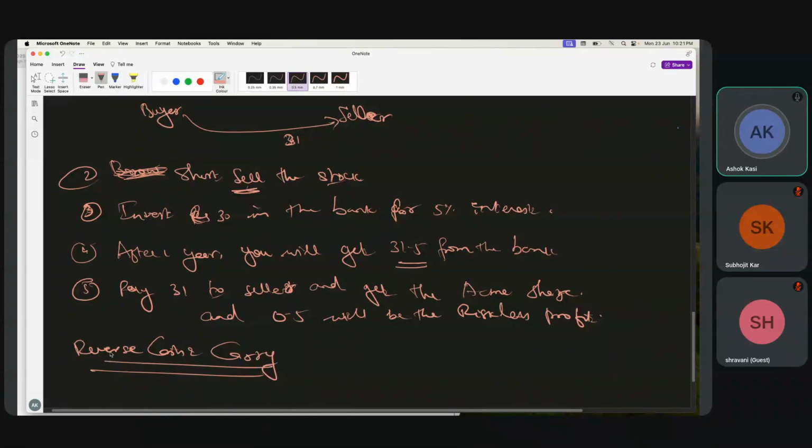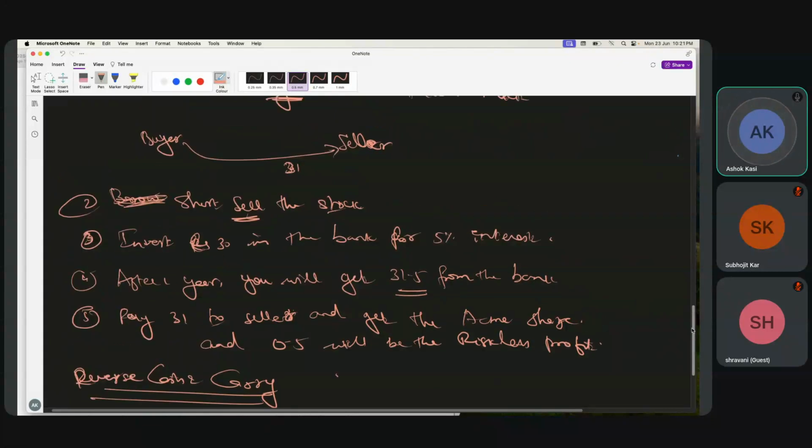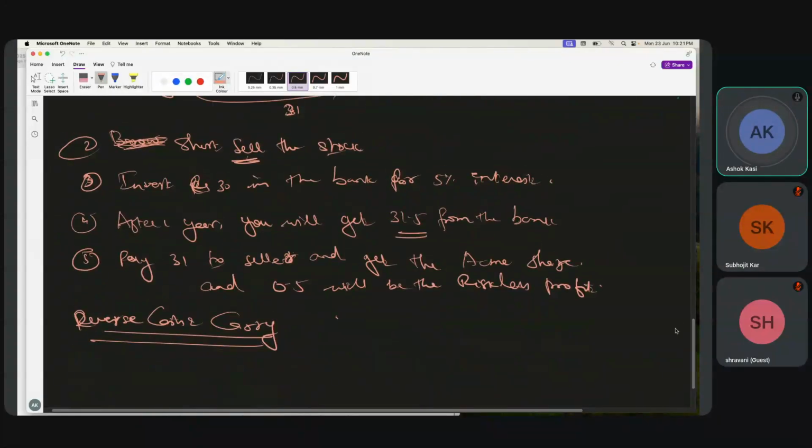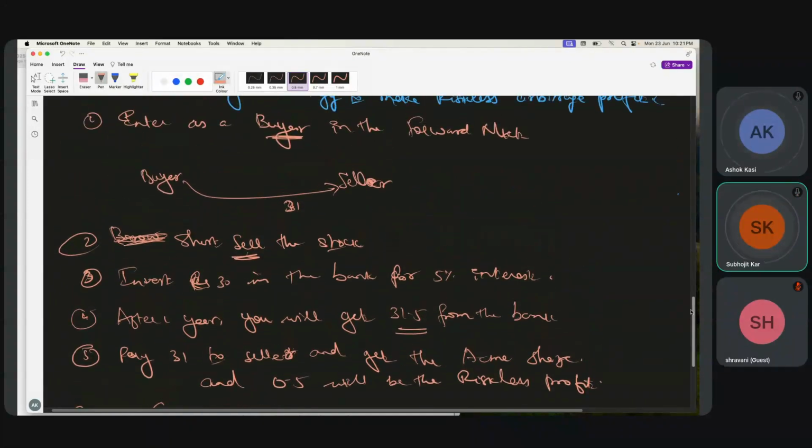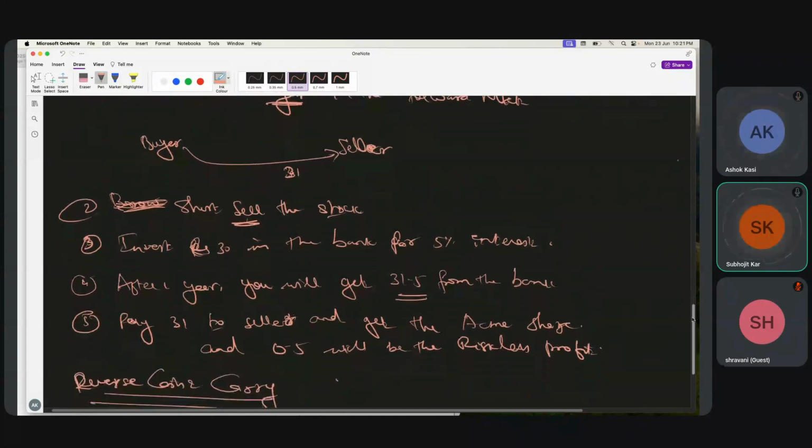Reverse cash and carry. Is it okay? Understood? So can you explain it again? Okay. See.